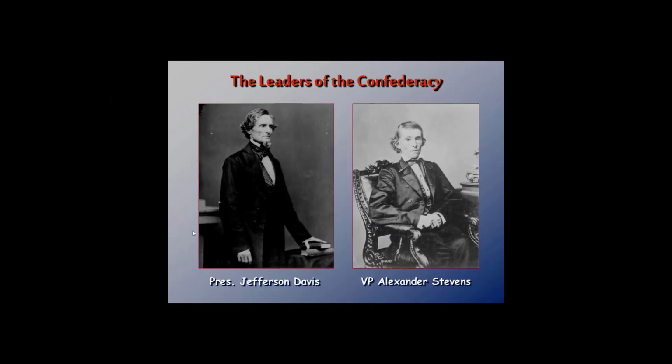So just to remind you of the leaders of the Confederacy, Jefferson Davis was elected as the president, and Alexander Stephens was elected as the vice president. Now you may remember Stephens from the Cornerstone speech, in which he very explicitly stated that this revolution, meaning this secession, was an attempt to maintain their way of life, slavery.